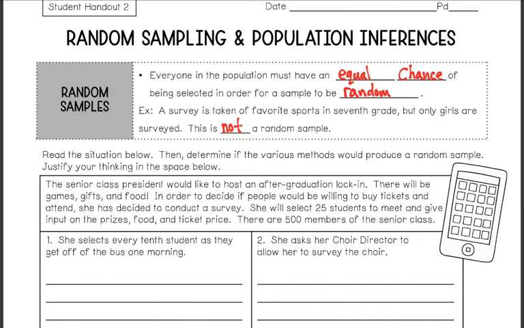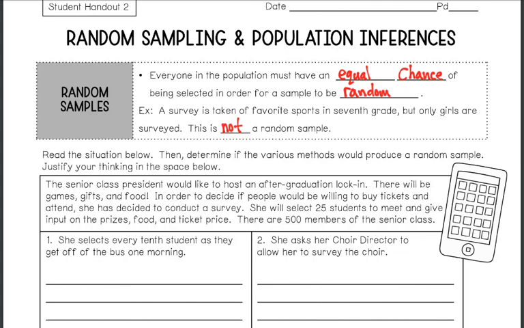Right, so with that one, we got to read through this information below and determine a couple of things. If we look at this scenario, the senior class president would like to host an after-graduation lock-in. There will be games, gifts, and food. In order to decide if people will be willing to buy tickets and attend, she's decided to conduct a survey. She will select 25 students to meet and give input on food, prizes, and ticket price. There are 500 members of the senior class.